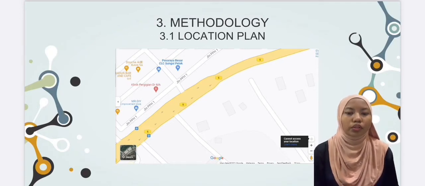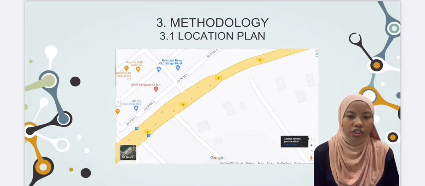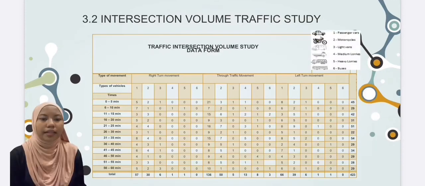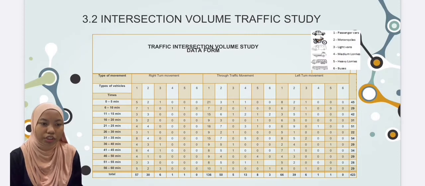First of all, we chose our location at Sungai Pelik, nearby my house. This is the location plan. Next is the intersection volume traffic study. This is the data that we carried out from the location plan.